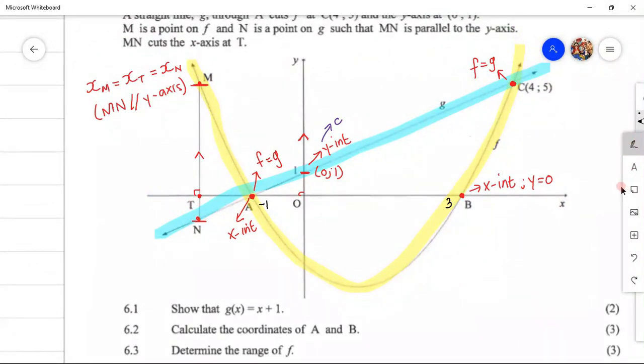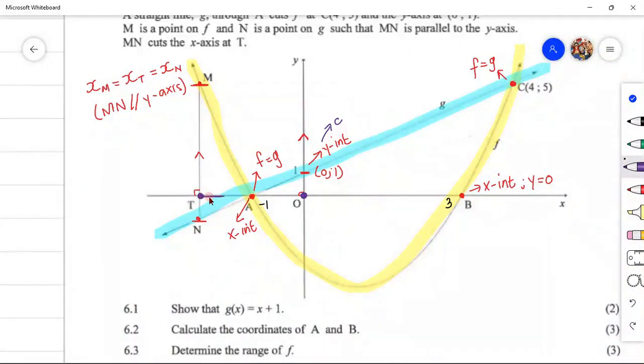So we need to find the distance OT. So if we find the x value of t, that will give us the distance OT. So OT is from our origin all the way to our point T. We need to find this length. So if we find the x-coordinate of t, let's say for example the x-coordinate of t is -5, we know that our distance OT will therefore be 5, because remember distance cannot be negative. So we just take the value, we ignore the sign.